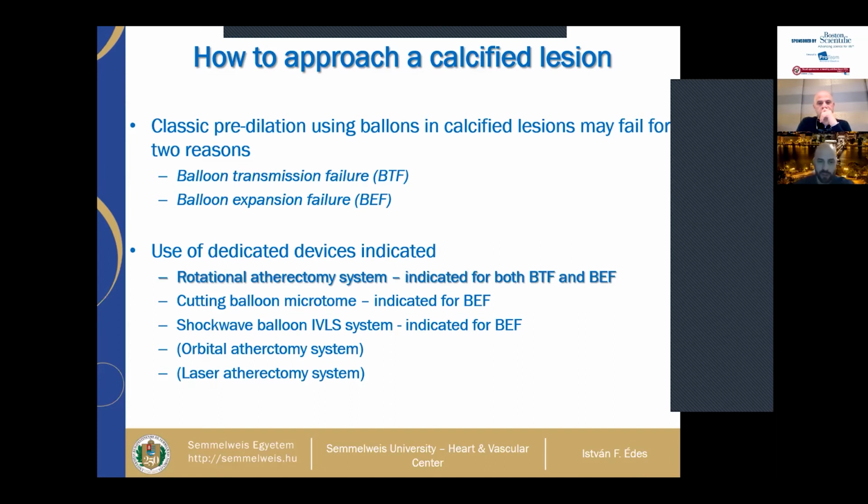benefit of our patients. We also heard of the laser atherectomy system. We do have the laser atherectomy in Hungary, but it's rarely used. As we've heard, it's extremely bulky, it's difficult.